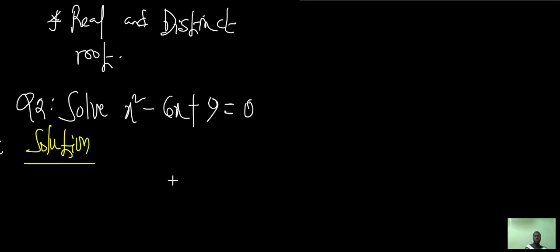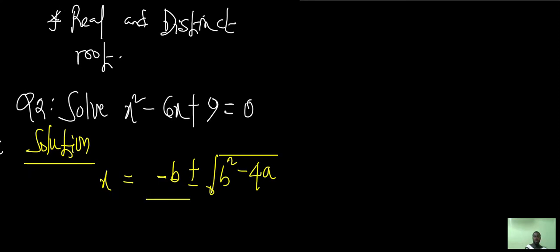First is to quote the formula. Pause the video and try to quote the formula: x equals negative b plus or minus square root of b squared minus 4ac, all divided by 2a. Okay, it's quite easy and straightforward.